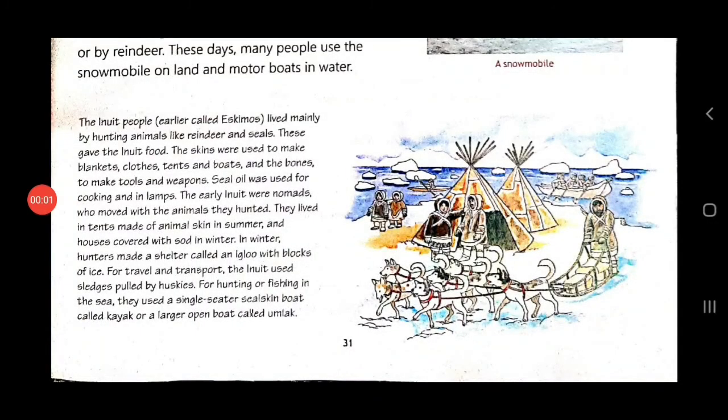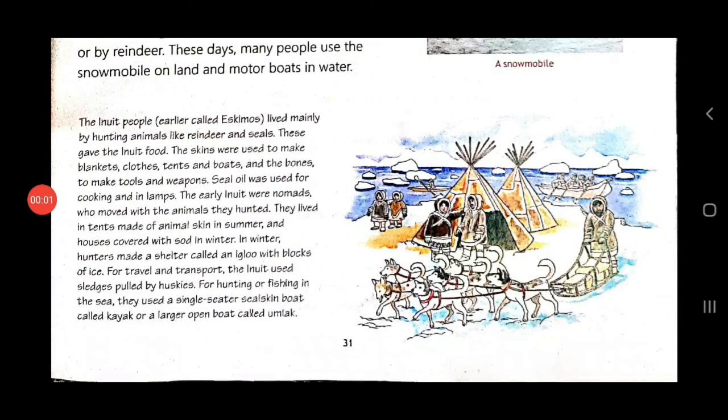Now, children, where did these people live? In what kind of houses did they live? They lived in tents made of animal skin in summer. In summer, they used to live in tents. Summer time में वो लोग tents में रहते थे. And these tents were made up of animal skin. किससे ये tents बने होते थे? By the skin of animals.